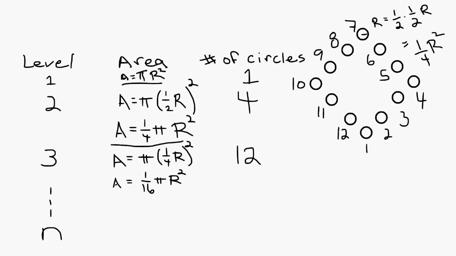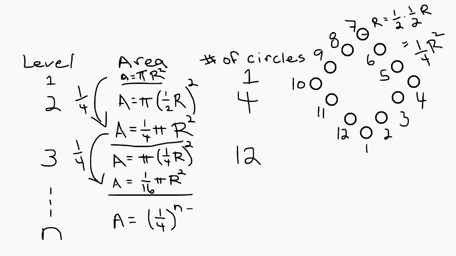One thing that we can see is each time my area is going down by a fourth, because my radius is going down by a half, and my new area involves r squared. When I square my halves, I get fourths. So every time I go down a level, the area of each one of my circles goes down by a fourth. So in general, I can write the area of each circle on level n as (1/4) to the n minus 1 times pi r squared.